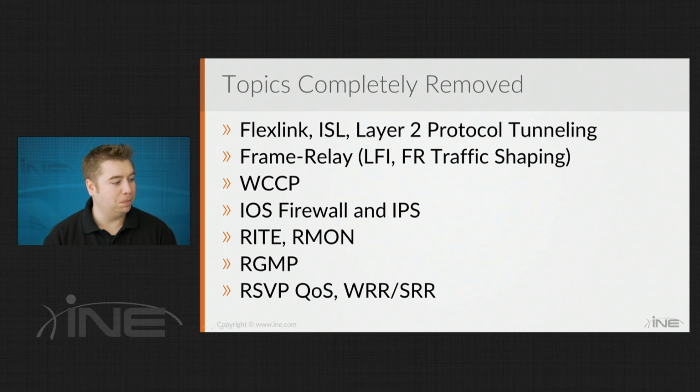And then lastly, RSVP QoS and weighted round robin and shaped round robin. So these, again, are layer 2 QoS features. RSVP QoS is legacy, honestly. The only thing that this would relate to would be MPLS traffic engineering, which is outside our scope anyways. That would be for something in the service provider exam.